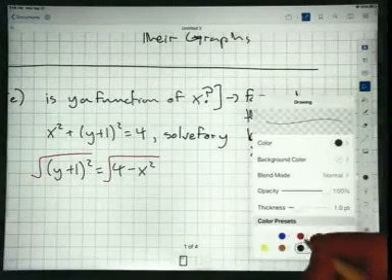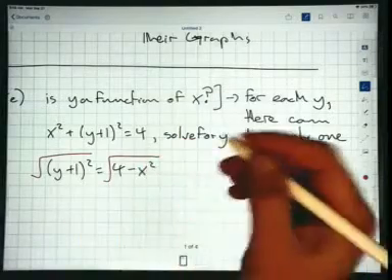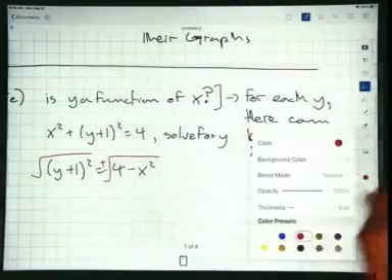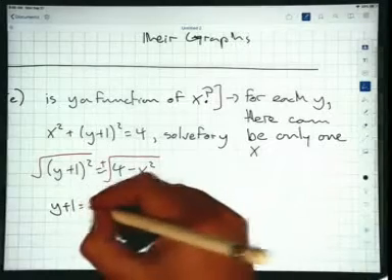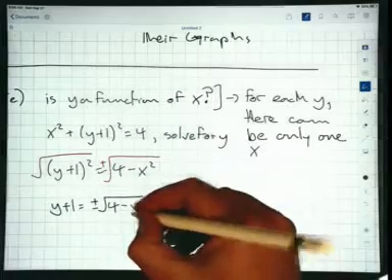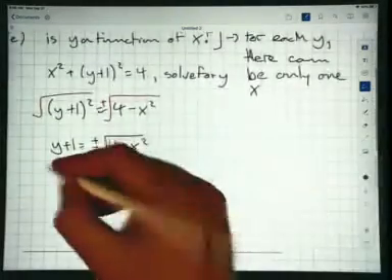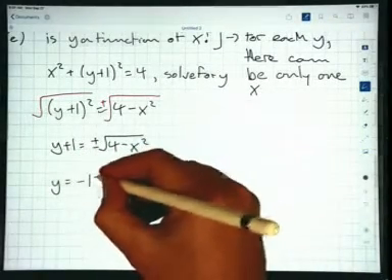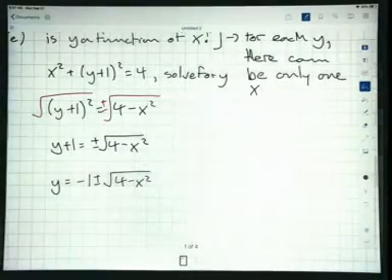But what ends up happening, and we have to remember this, anytime that we square root both sides to get rid of an exponent of 2, we have to include the plus or minus notation. So we now have y plus 1 is equal to plus or minus the square root of 4 minus x squared. Now, we'll go ahead and take it one more step. We'll put minus 1 plus or minus the square root of 4 minus x squared.